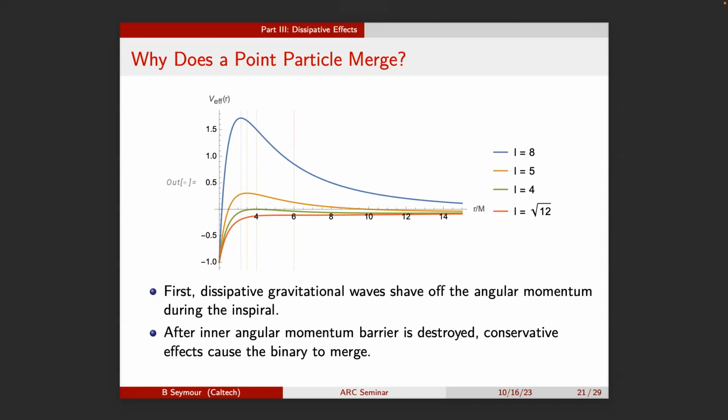One thing that's very interesting when thinking about dissipative effects is the question of why a point particle merges. The key thing is this is the effective potential for a Schwarzschild black hole. You can see that there's what's called the angular momentum barrier to the left, and wherever this is flat is where the particle lies.